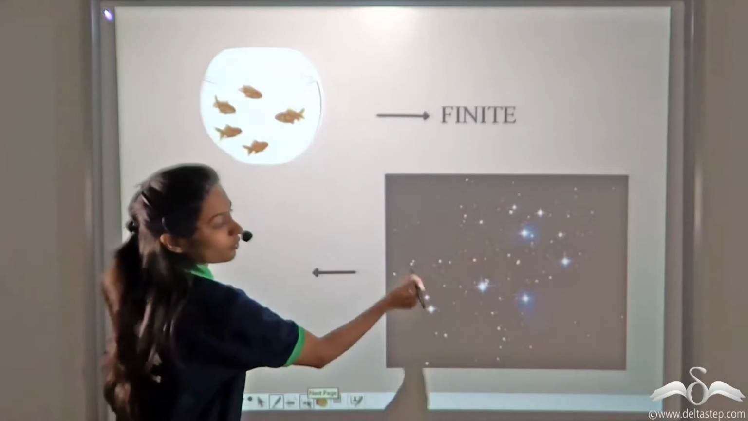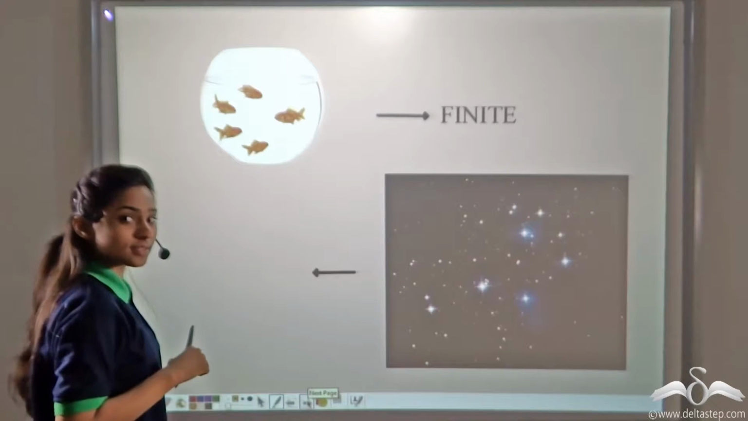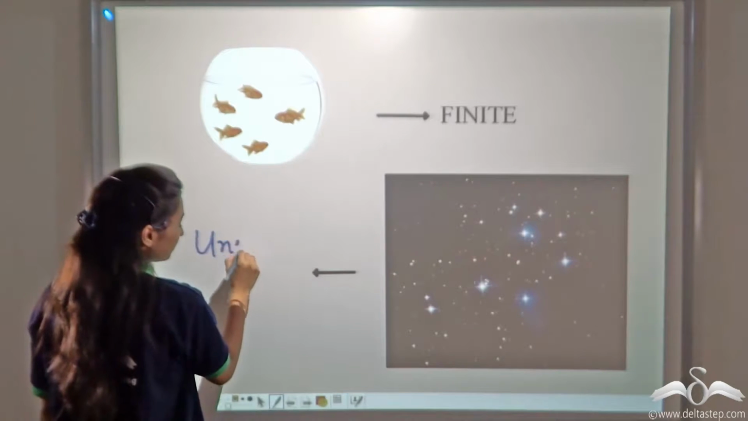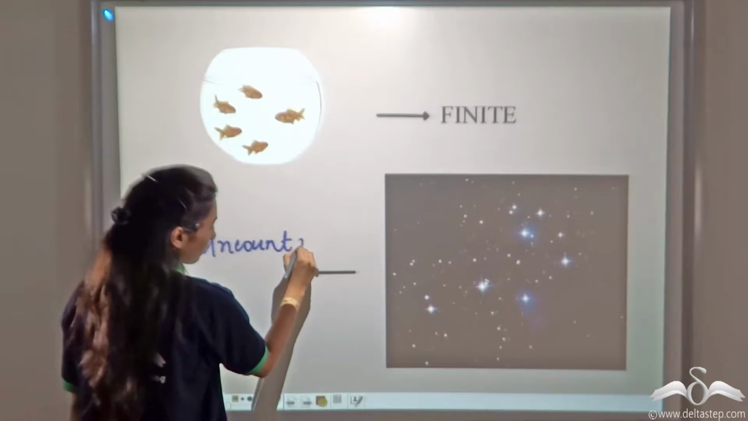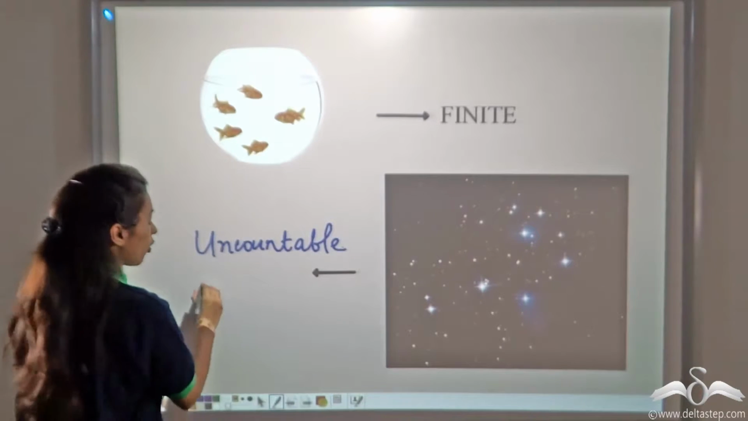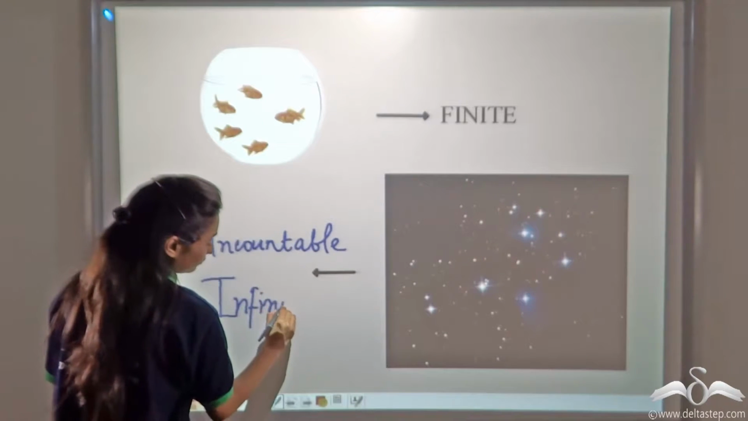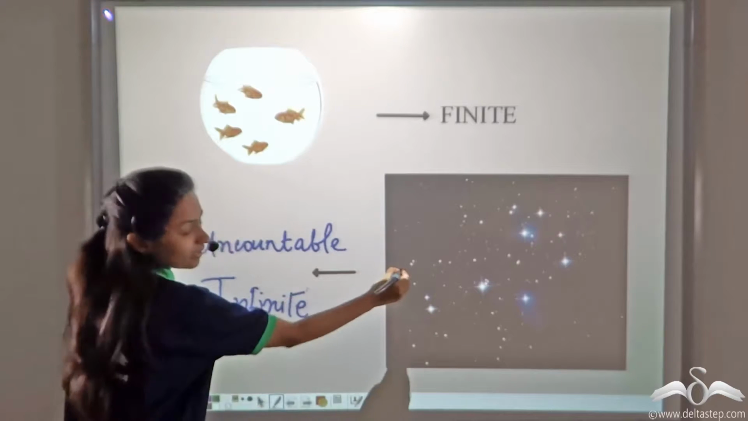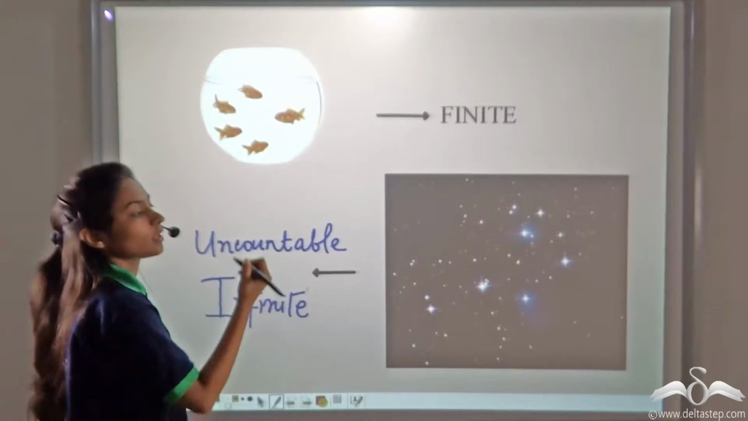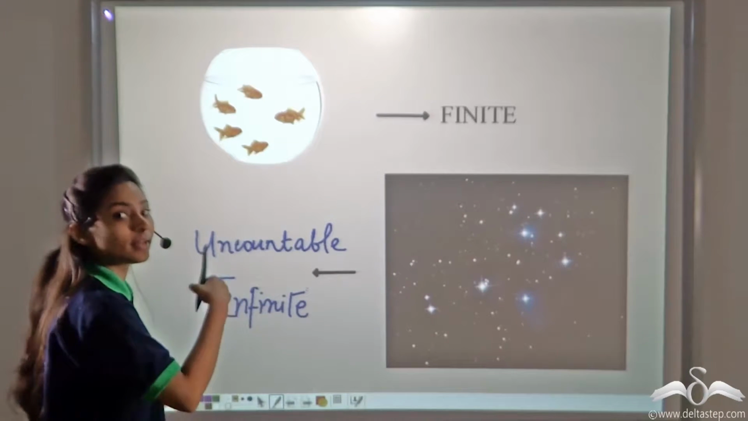Now, what about the number of stars in the sky? Can you count all the stars in the sky? No. So, this is uncountable. Now, uncountable sets are called infinite sets. So, what is infinite here? The number of stars in the sky. Because you cannot count the number of stars in the sky, it is an infinite set. It will never end.